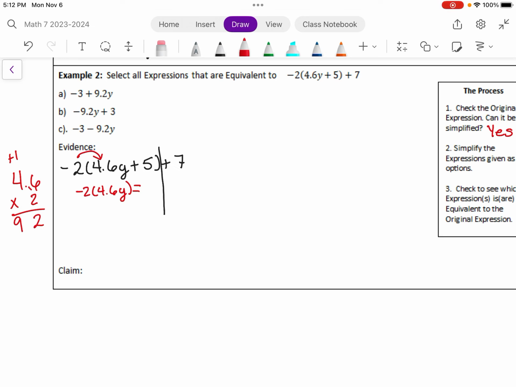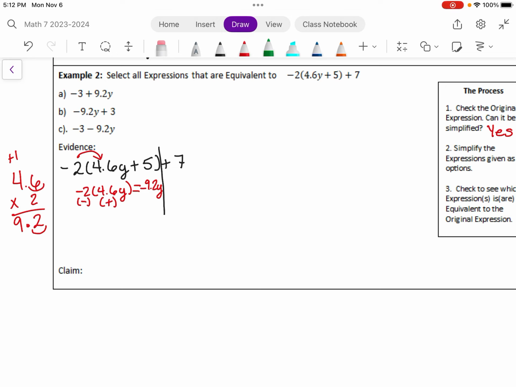Last thing I have to do here is check how many decimal places I have. In this case, I only have 1 between the 2. That means my decimal is only going to be moved 1 time. So 9.2. Okay. I can't forget my y. And then I have to check my signs. I have a negative and a positive, which makes my answer a negative.